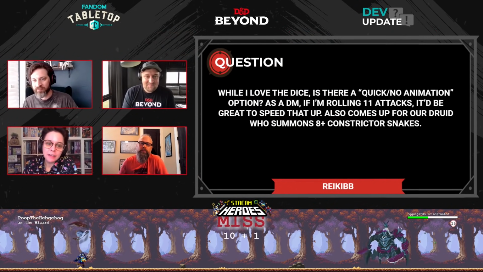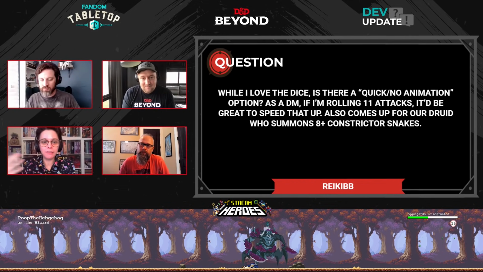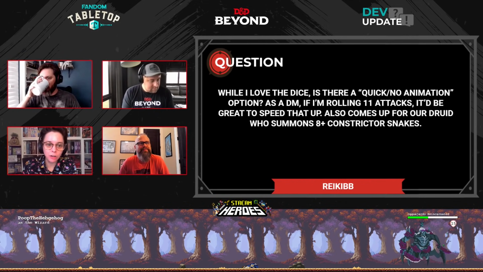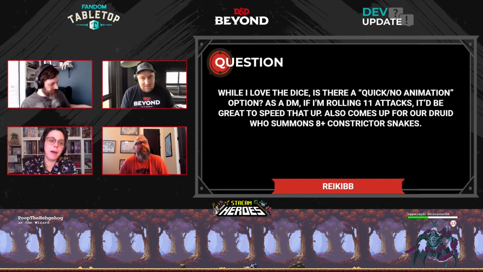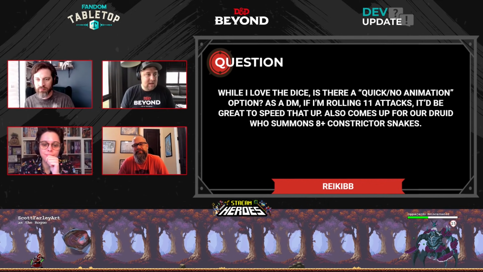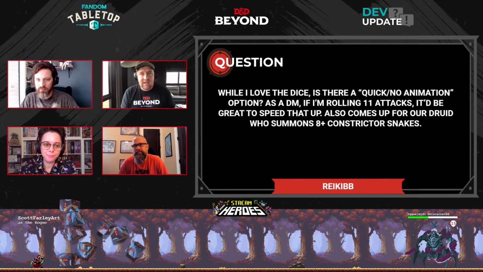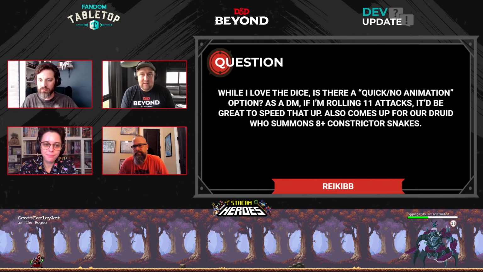We got Reiki BB. While I love the dice, is there no quick or no animation option as a DM if I'm rolling 11 attacks, or a Druid who summoned 8 constrictor snakes? It'd be great to speed that up. Yeah, absolutely. I'll take this one because the team that I product manage is responsible for building the dice. This is something that we hear a lot, and it is something that we are continually thinking about. How do we make this happen?